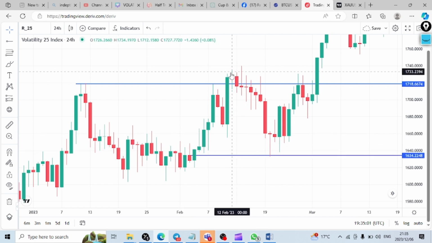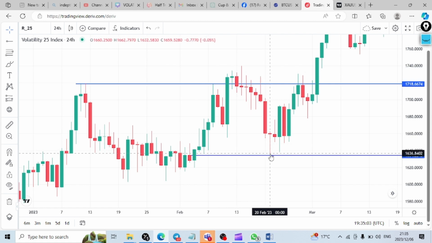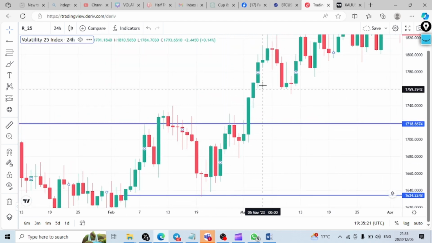And we can see after grabbing external range liquidity, the price came back to grab internal range liquidity in the form of this order block. We can see this last bearish candle is our bullish order block. We use it to buy. So we place our buy limit at this particular level, and you can see price just tipped a little bit here, and then it started to move upwards.